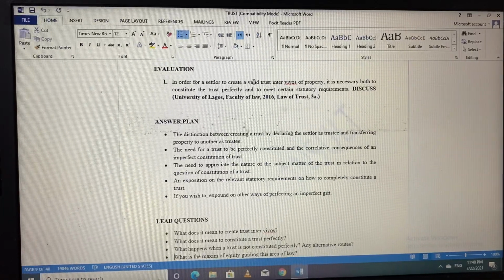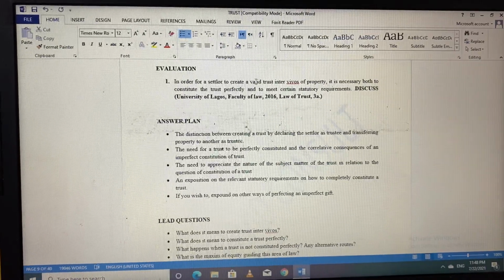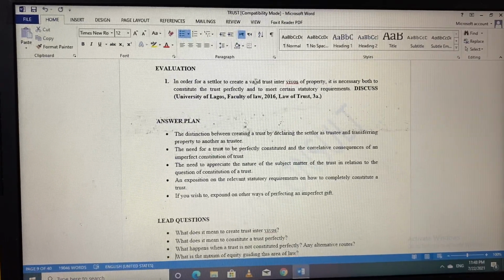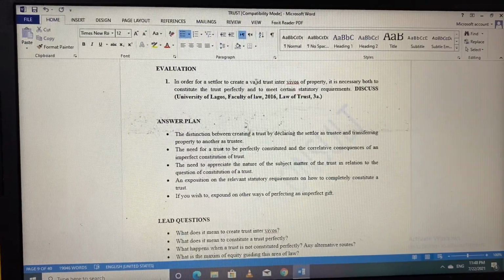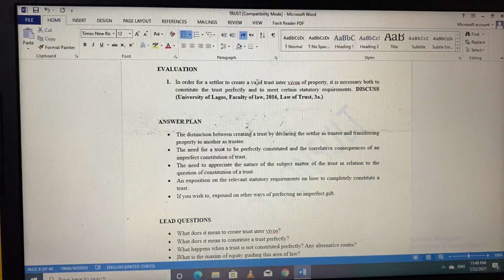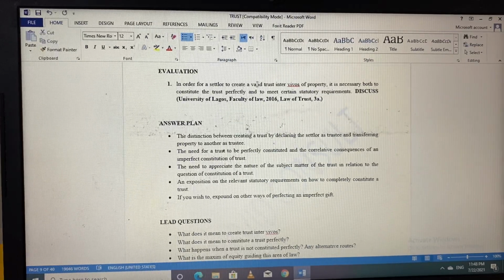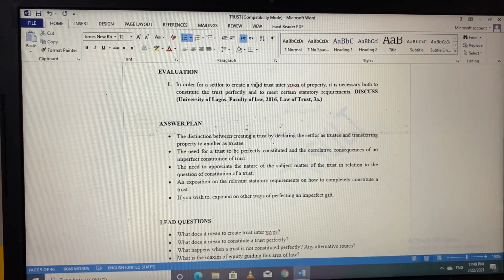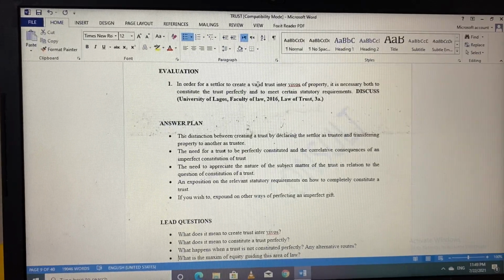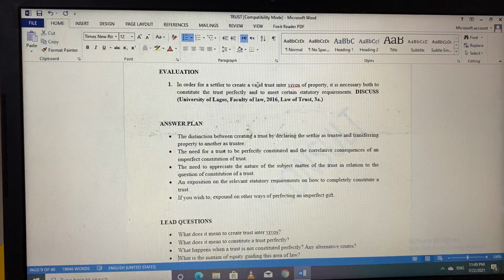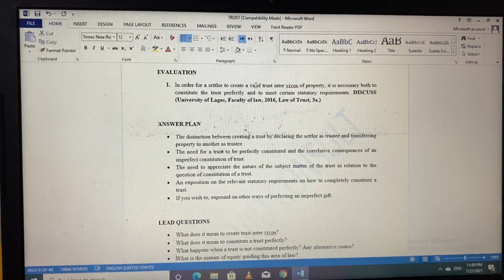So the answer plan says, in order for a settlor to create a valid trust inter vivos of property. Now, what does it mean for a settlor to create a valid trust inter vivos of property? Of course, it means for you to create a trust while alive. Inter vivos means while alive. And you know that a trust can be set up either by a settlor or a testator. A settlor means the individual who set up the trust while he was alive. Testator, in the sense that the trust was set up through a will, that is a testamentary document.